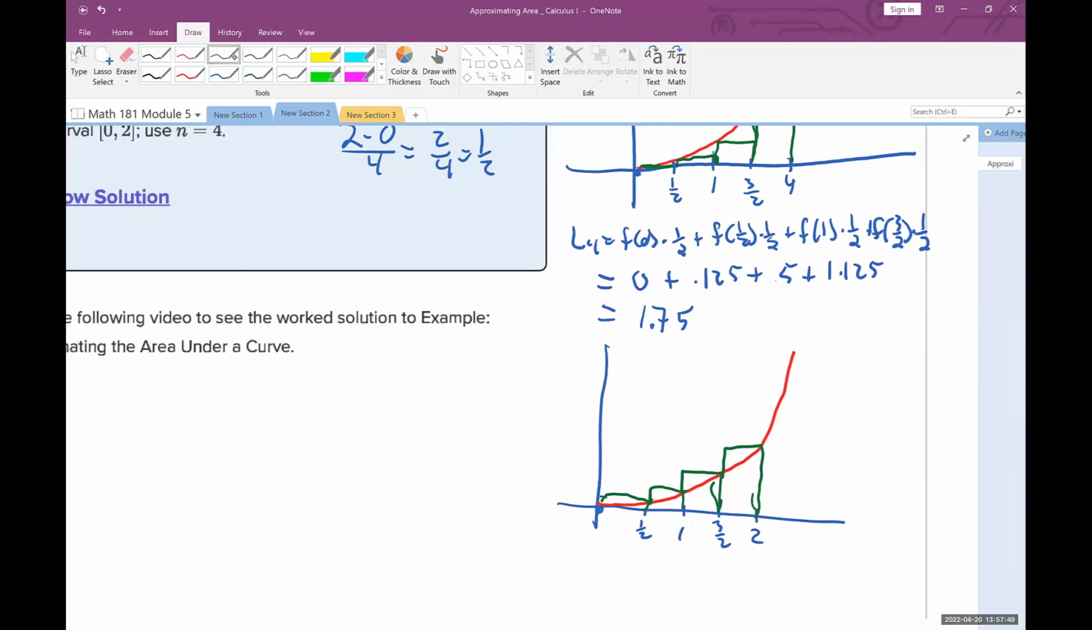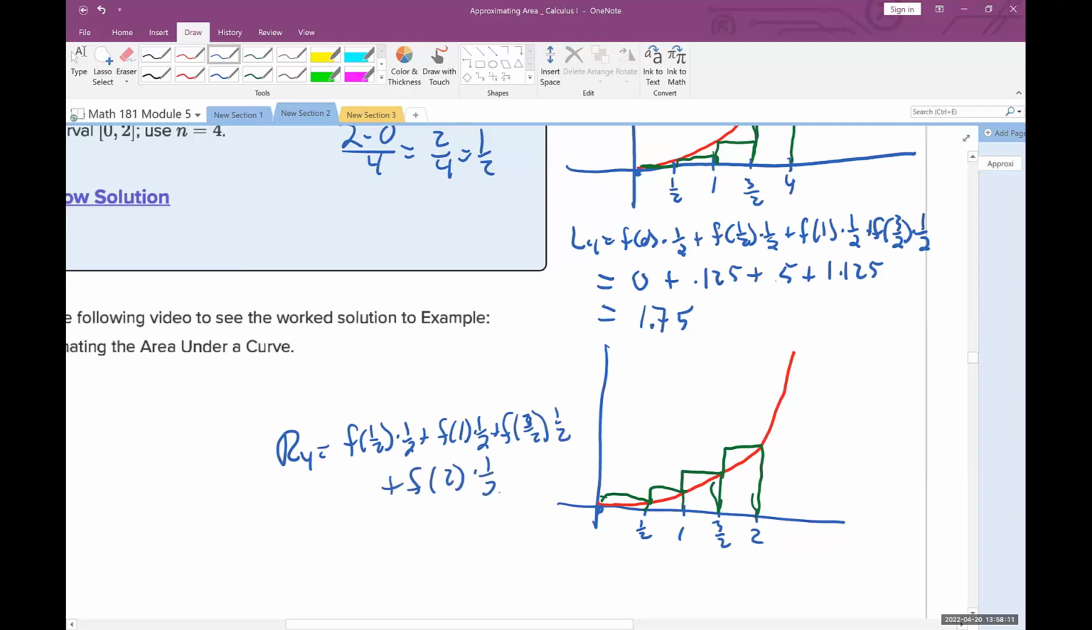Our calculation would be R4 equals, instead of starting at 0, we're going to start at 1/2. So f of 1/2 times 1/2 plus f of 1 times 1/2 plus f of 3/2 times 1/2 plus f of 2 times 1/2. So the first 3 we already saw in the last one. In fact, those first 3 are the answer for L4 because the first term in the L4 was 0.